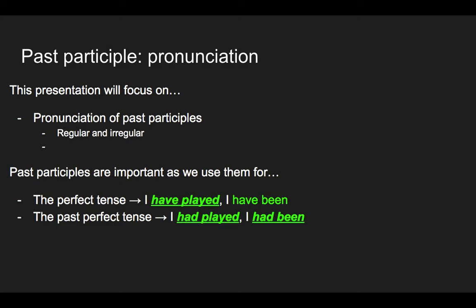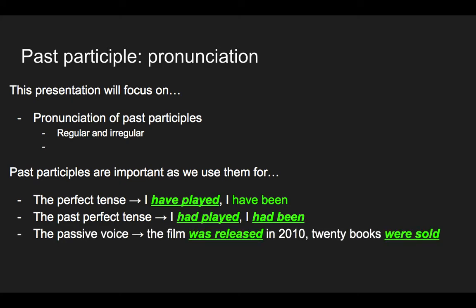So perfect tense, past perfect tense, the passive voice. So the film was released in 2010. 20 books were sold. Both of these, released and sold, are past participles. And there's more: conditional perfect, future perfect. We don't need to worry about them. Just some examples of when we use the past participle.